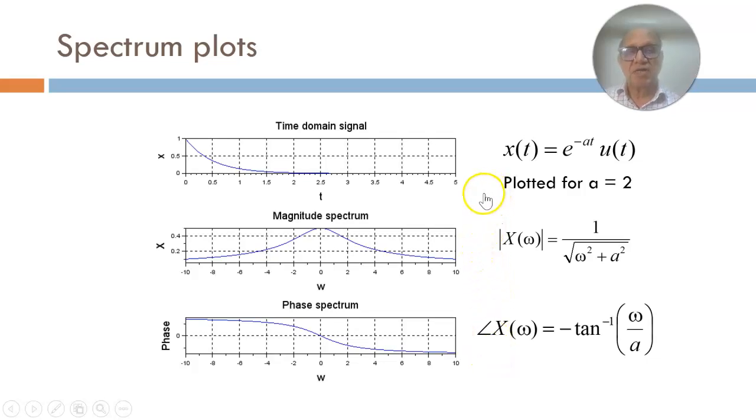So in this particular session, we have seen a couple of examples of the application of the Fourier transform. Given x(t), in one case we had assumed x(t) equal to a unit impulse, calculated its Fourier transform and plotted it. And in the second example, we have considered an exponential pulse and plotted its frequency spectrum. And that is all in this session.